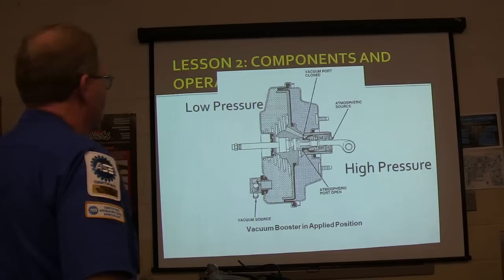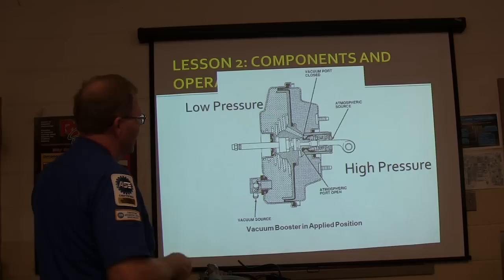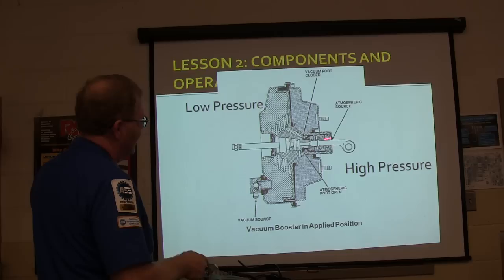Look at that. The vacuum port closed. You stopped vacuum from going back here. Your atmospheric port's open. And now what you got here? You got vacuum here and you got atmospheric pressure coming in through that. You might even notice where the thing goes through there, it's got a bunch of little holes. It's got foam in them. It lets atmospheric pressure go in there.